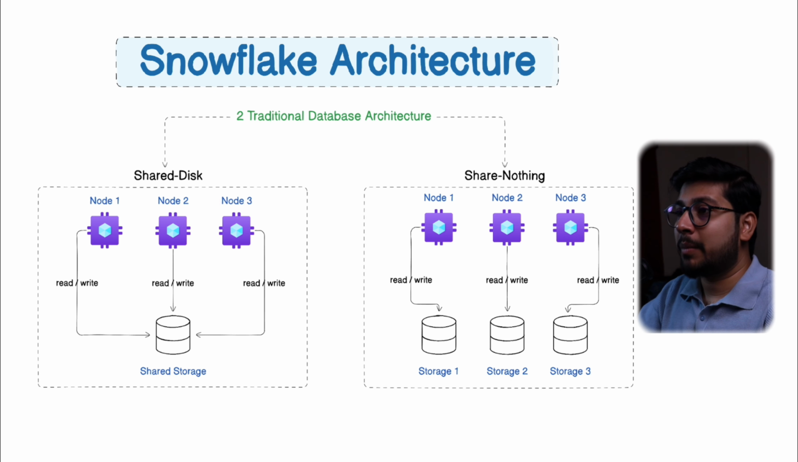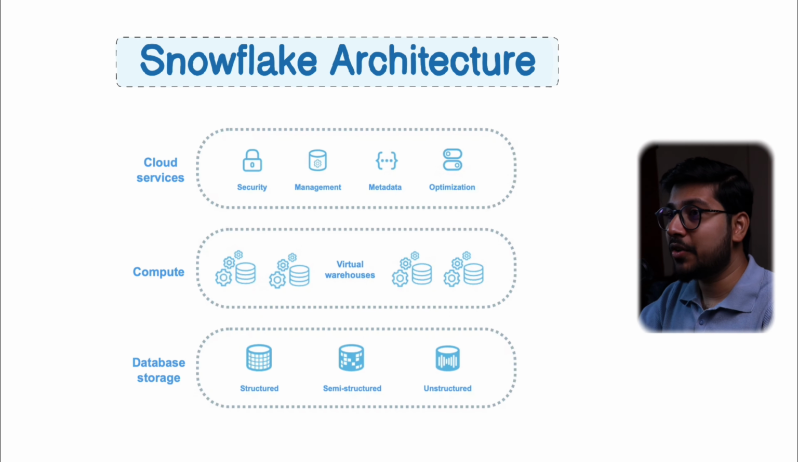Now here is where Snowflake breaks the mold. Snowflake uses a hybrid architecture that takes the best of both worlds. Let me show you the official architecture diagram from Snowflake documentation. Now if you look at the architecture, the data management simplicity comes from the shared disk architecture, with the performance and scale-out benefits from the shared nothing architecture. How does Snowflake do this? Through three distinct layers that work together.